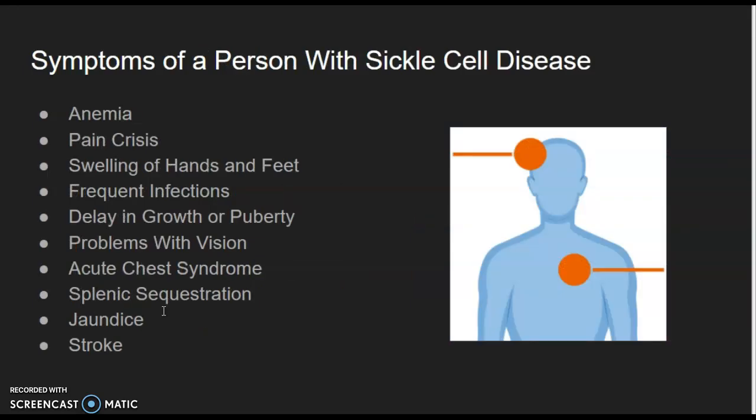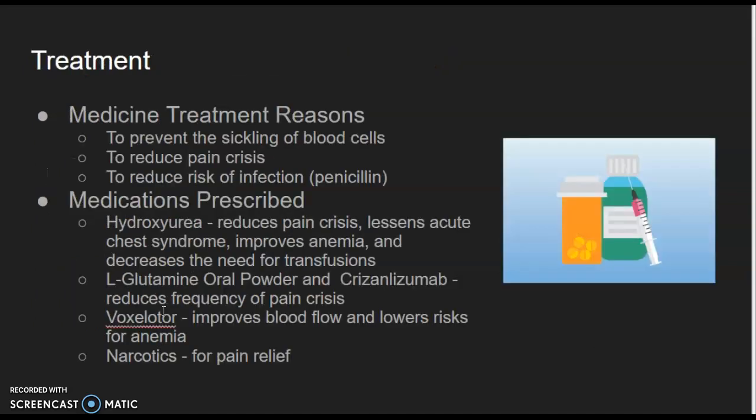Symptoms of a person with sickle cell disease: anemia, pain crisis, swelling of hands and feet, frequent infections, delay in growth or puberty, problems with vision, acute chest syndrome, splenic sequestration, jaundice, or stroke. Treatment. Medicine treatment reasons: to prevent the sickling of blood cells, to reduce pain crisis, and to reduce risk of infection by penicillin.